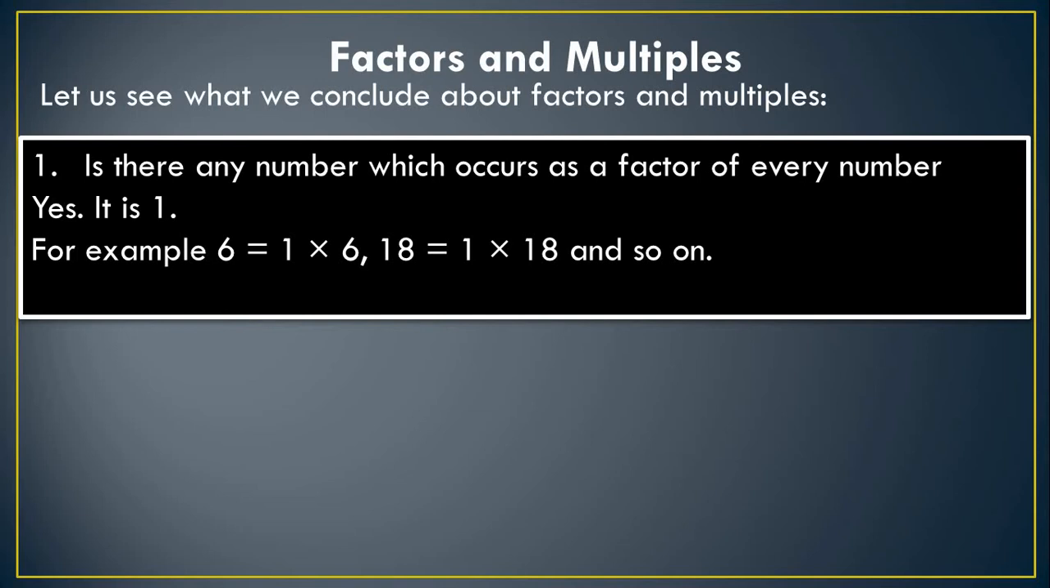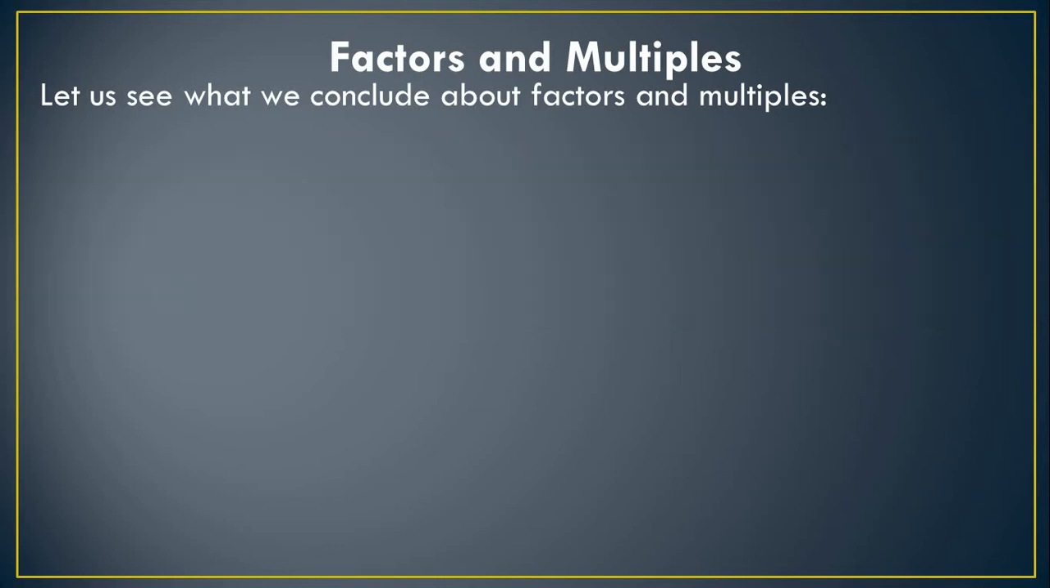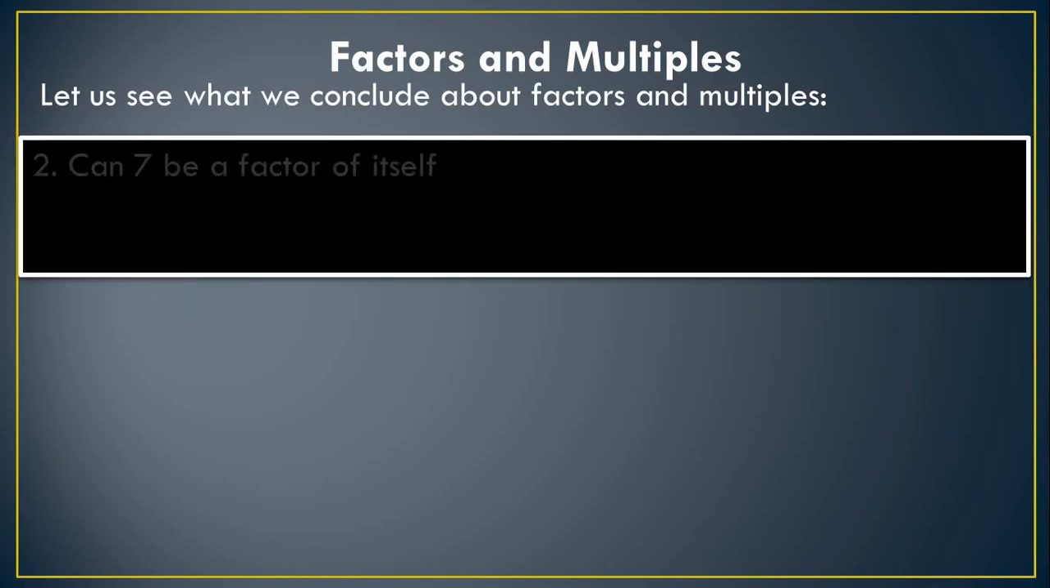For example, 6 can be written as 1 into 6, 18 can be written as 1 into 18, 5 can be written as 1 into 5. So 1 is a factor of every number. This is an important point. Let us see what we conclude about the factor and multiple part.